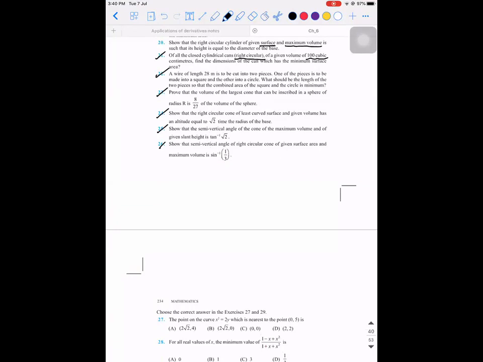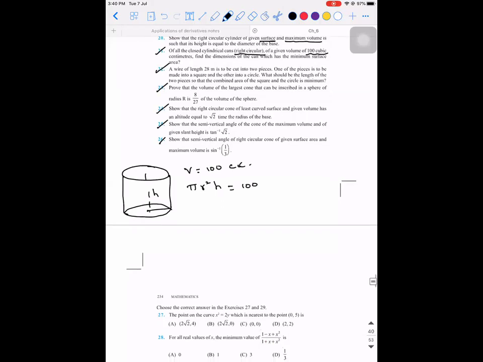So there is a closed cylindrical can. And what is constant for this can? Volume. The volume is constant because they told us the given volume. So the volume is 100 cubic centimeters. But what is the volume of a cylinder? Pi r square h is the volume of the cylinder, which is a constant. So pi r square h is equal to 100.